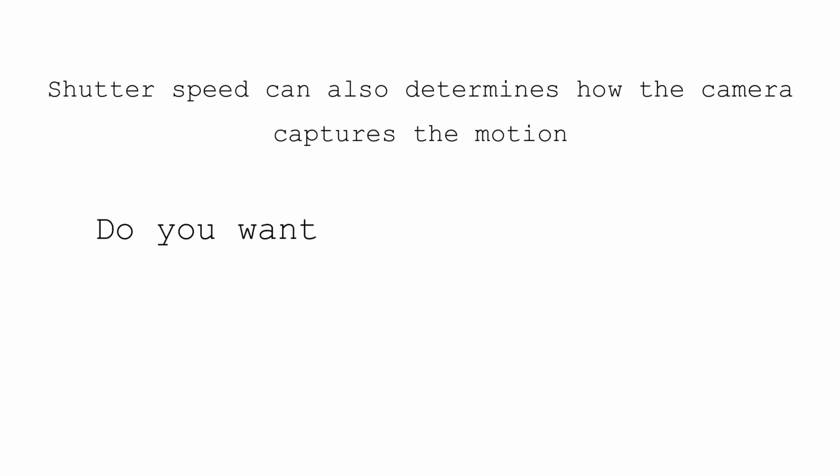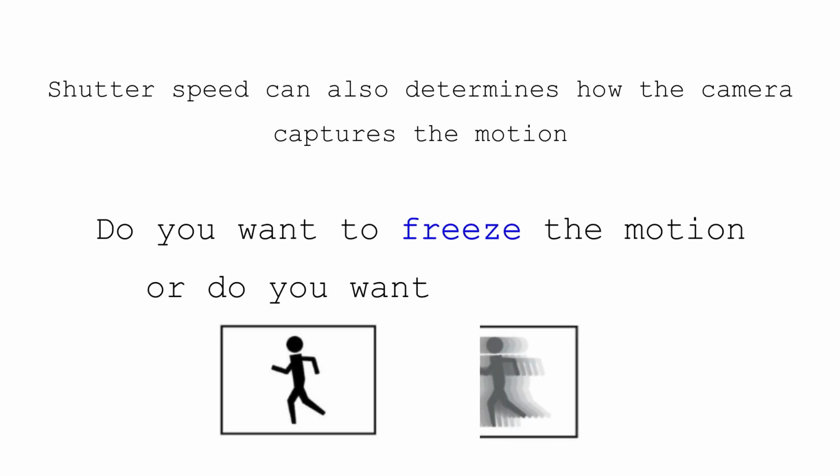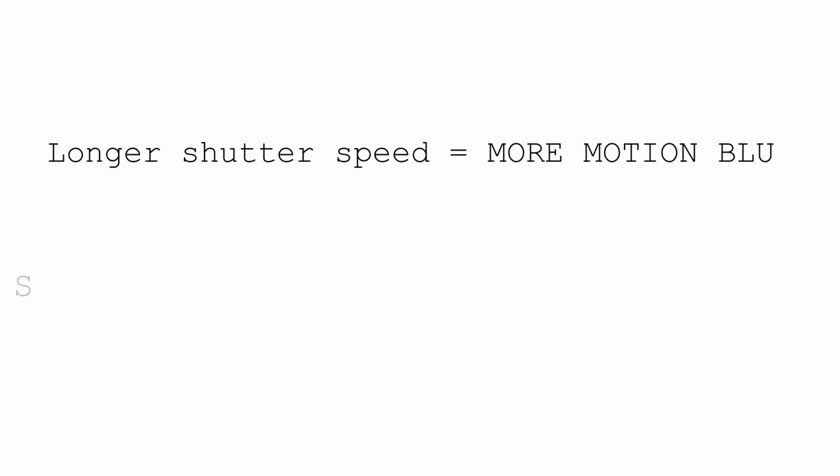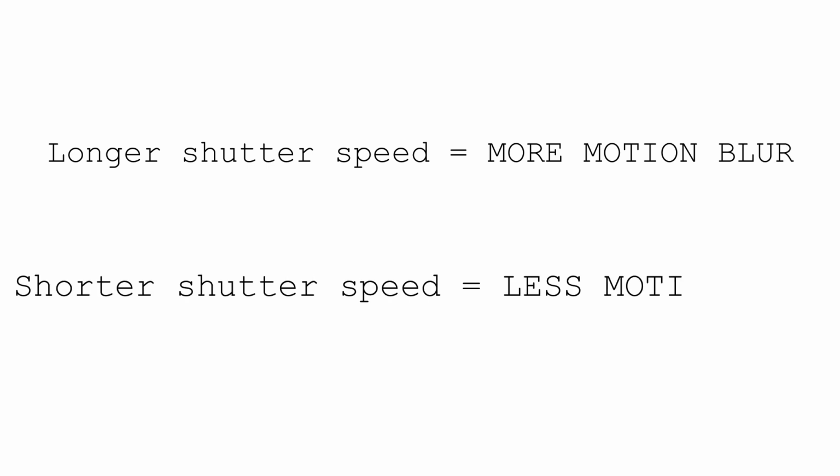Shutter speed can also determine how you want to capture the motion. Do you want to freeze the motion or do you want a motion blur? The longer the shutter speed, the more motion blur. The shorter the shutter speed, the less motion blur.